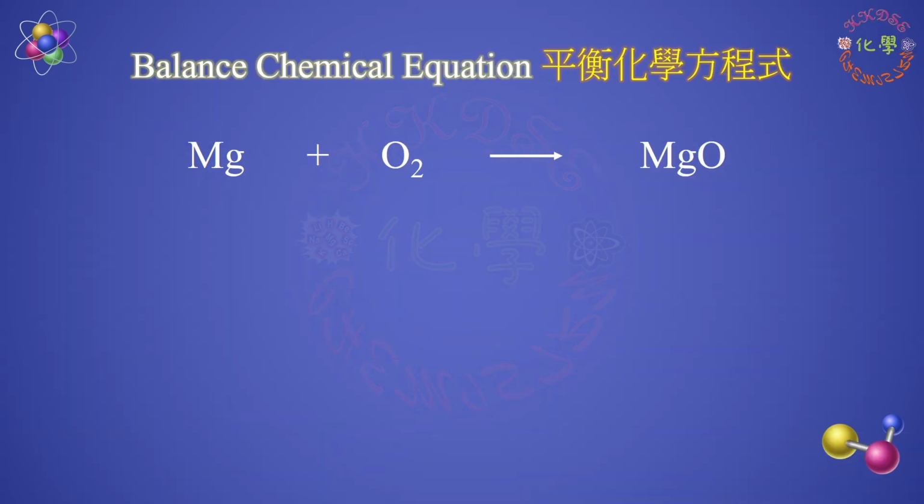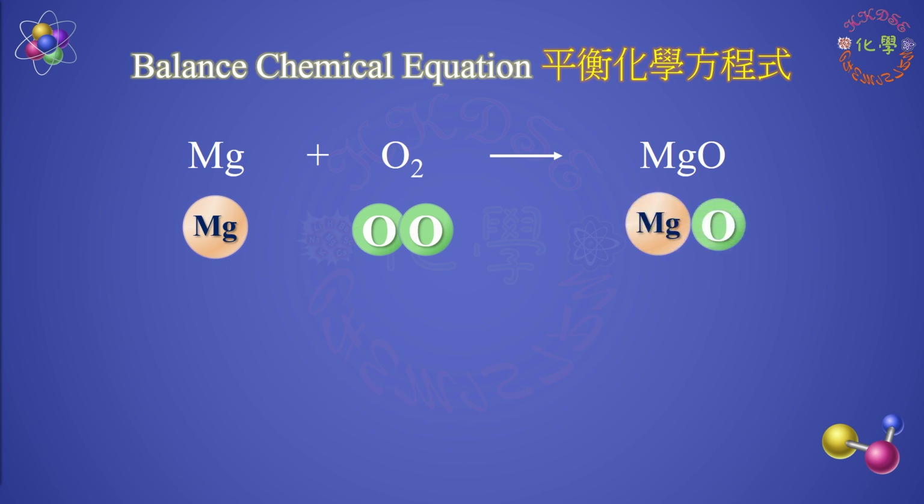In our example, we can see that on the left-hand side of the arrow, there's 1 magnesium and 2 oxygens, whilst on the right-hand side, there's 1 magnesium and 1 oxygen, so our equation isn't balanced. Somehow we need to increase the number of oxygen on the right-hand side, and increase the number of magnesium on the left-hand side.